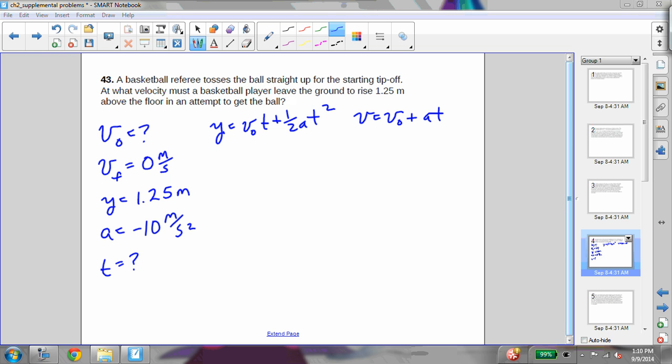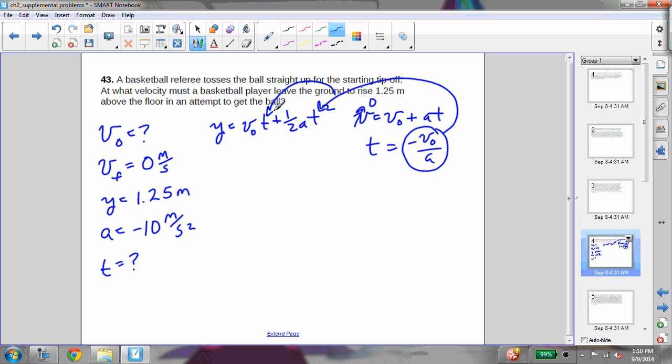So what I'm going to do is I'm going to solve this for t, and I'll get t in terms of V naught. V, remember, is 0, so t just works out to be negative V naught over a. And then I can take this and plug it into that first equation for t. So I get y equals V naught times t, which is negative V naught over a, plus 1/2 a, and then t squared, which is negative V naught over a squared.